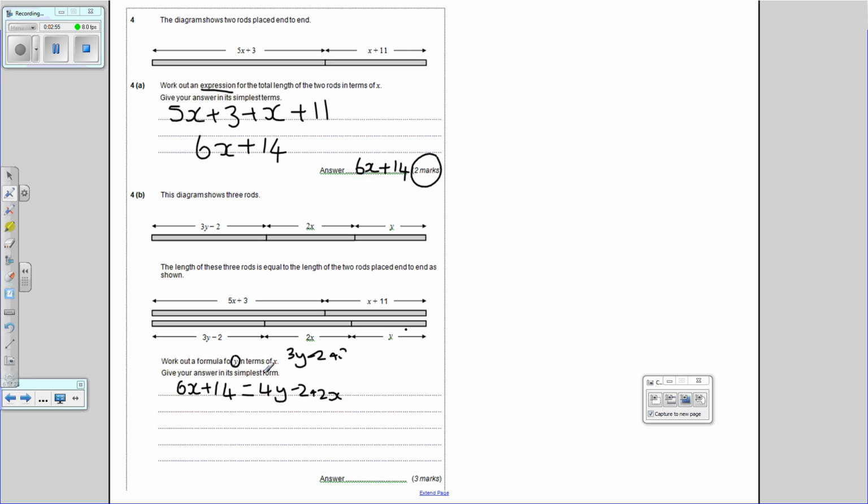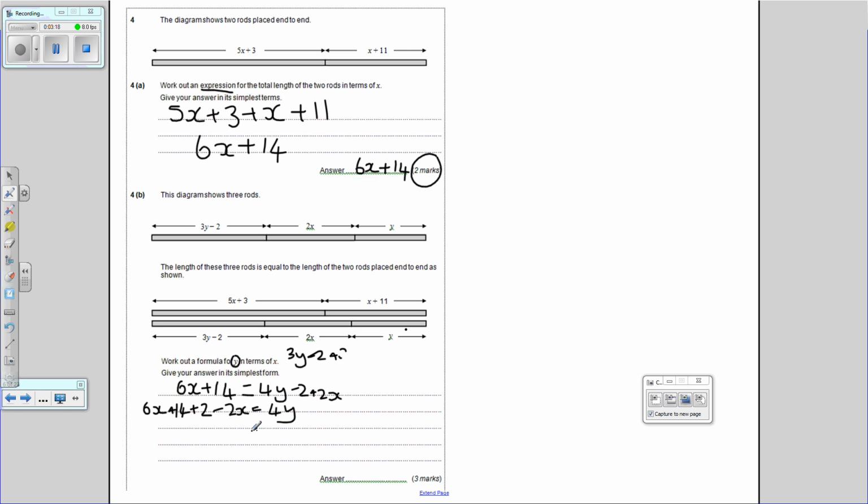Now y is here and it's positive, so I'm going to leave it on that side and take everything else over. So I've got 6x plus 14, but I'm going to take the minus 2 over, so that'll be plus 2, and that plus 2x, take that over, minus 2x. And that leaves us with 4y. So we just need to get y by itself, so we'll be dividing everything by 4.